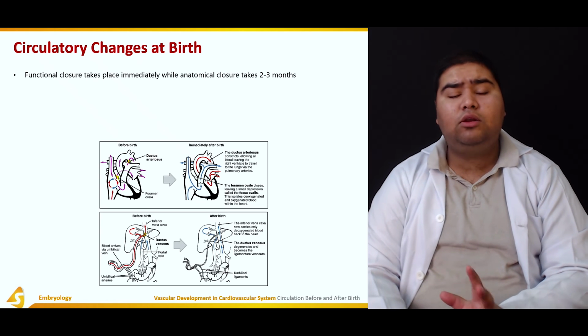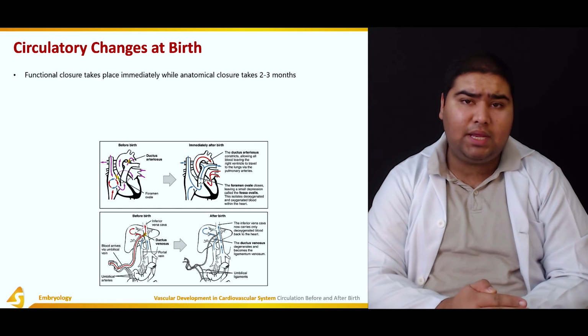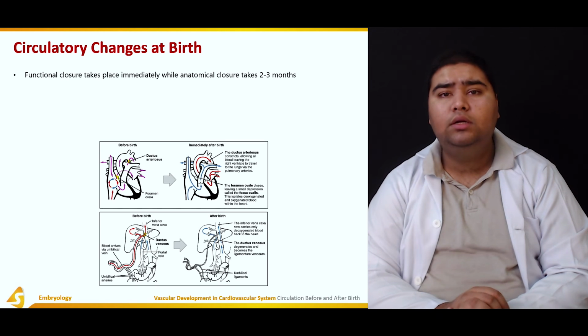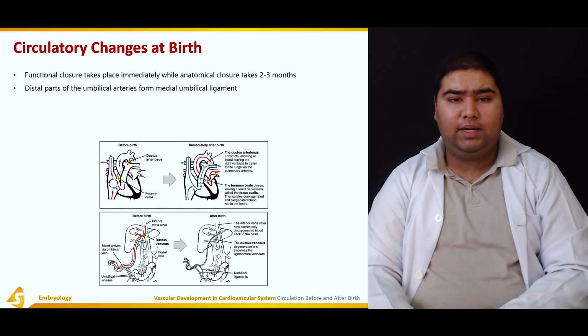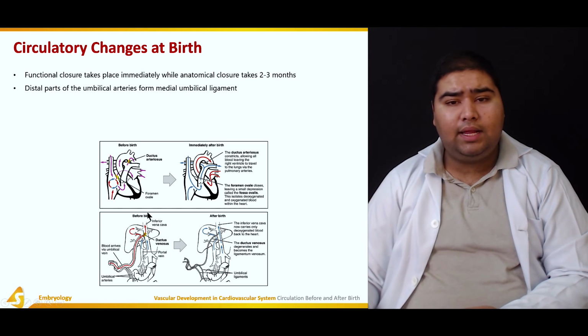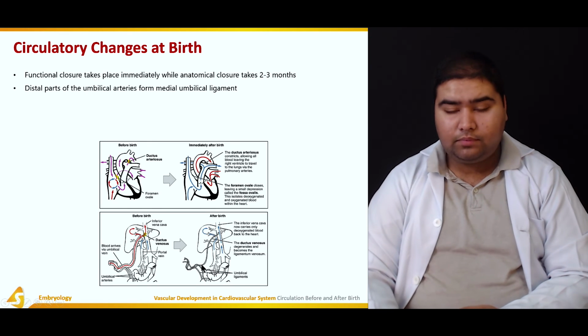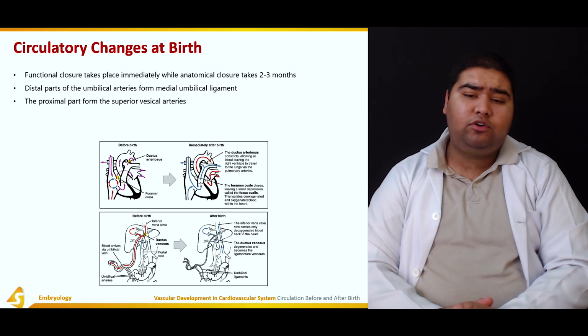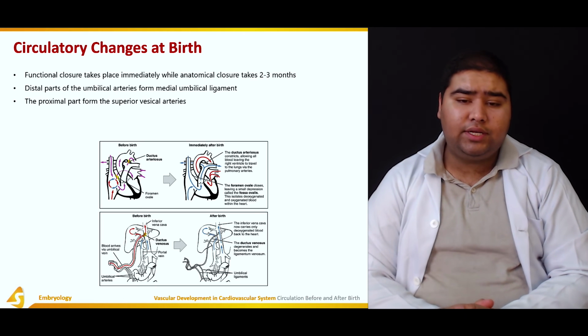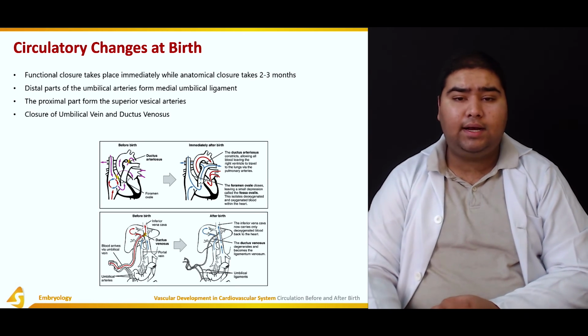So the functional closure usually takes place immediately, while anatomical closure takes about 2 to 3 months. The distal parts of the umbilical arteries form the medial umbilical ligament. These are the medial umbilical ligaments. Now the proximal part forms the superior vesical arteries. So the proximal part turns into the vesical arteries.